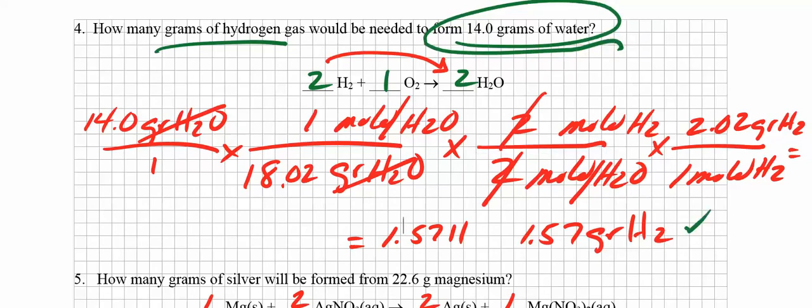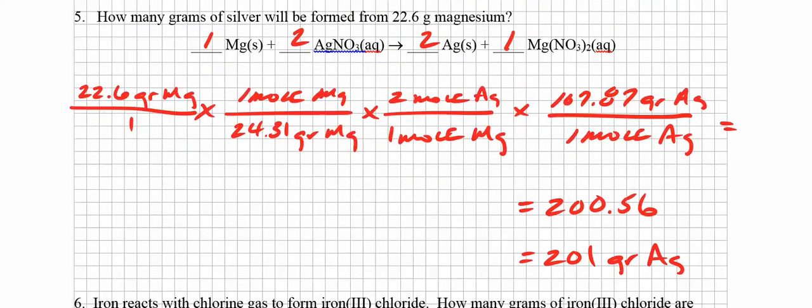Let's look at number 5. Number 5 says this: how many grams of silver will be formed from 122.6 grams of magnesium? I've balanced the reaction for you. It's 1, 2, 2, 1. Now let's start with what we know. So we're going to circle this right here. That's the number, and I'm looking for grams of silver.